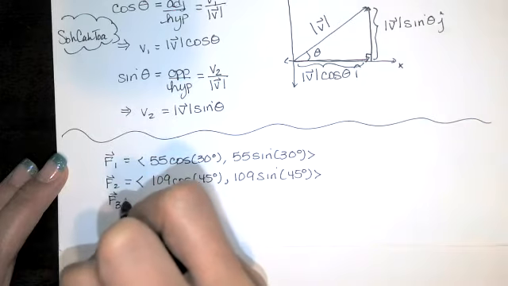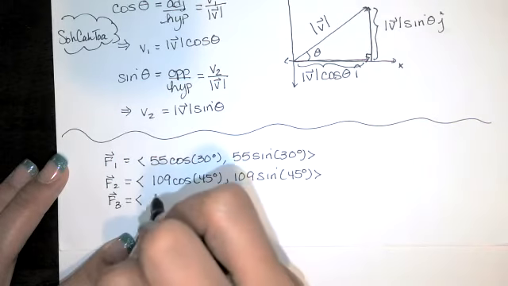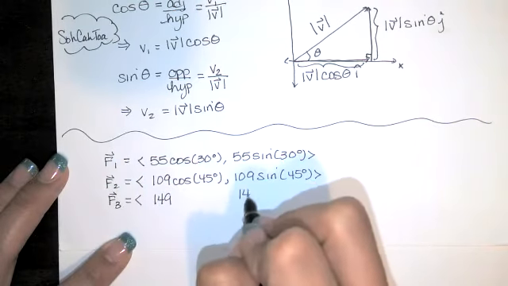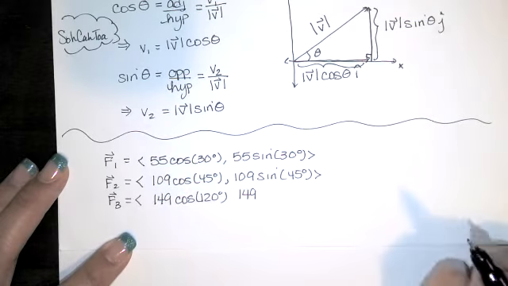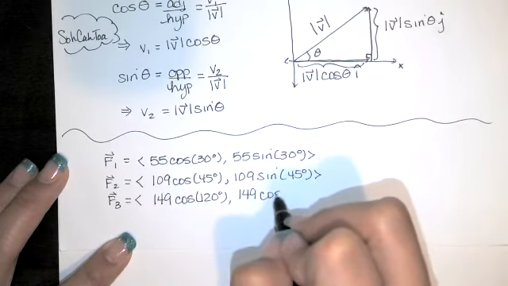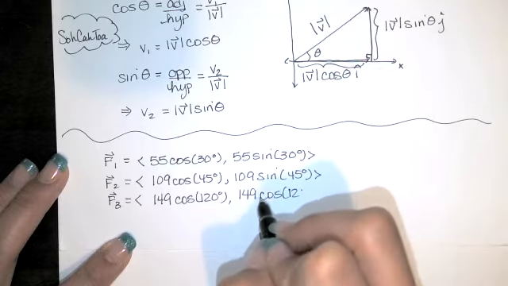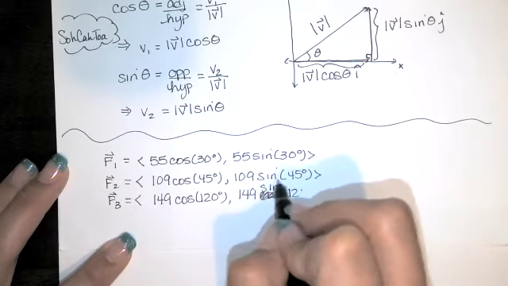And the same is true for the last guy. Its magnitude is 149 pounds. And the angle that we make with the positive x-axis is 120. Oops, we'll have a sine function over here.